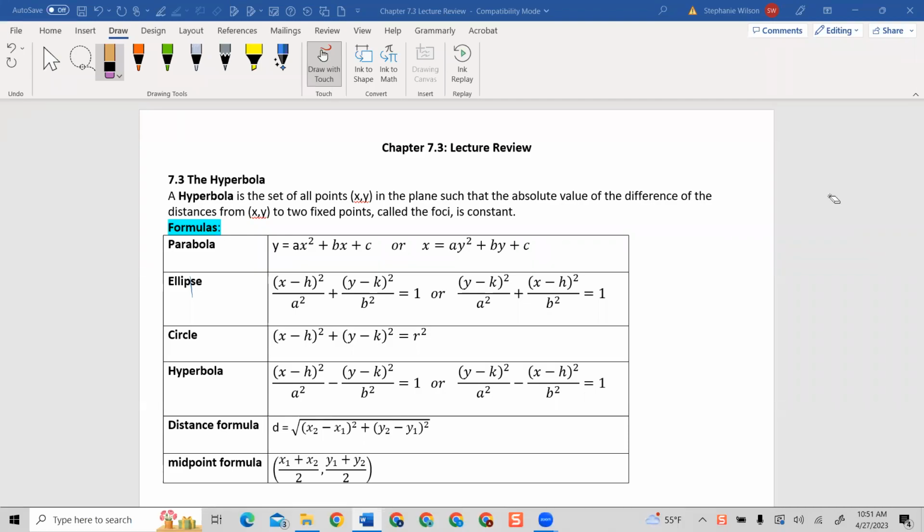Hyperbola. It is a set of all points x and y in the plane such that the absolute value of the difference of the distance from x comma y to two fixed points called the foci is constant.